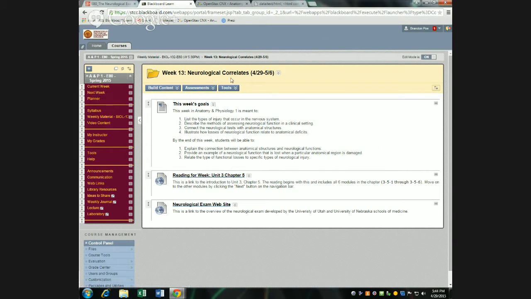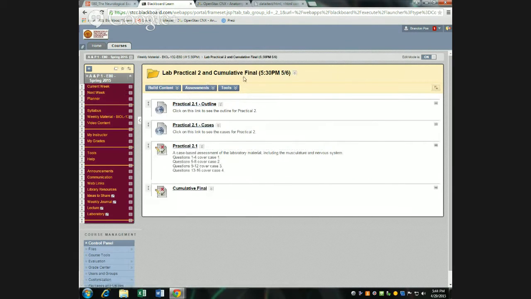So the current week folder is this stuff here, which doesn't have any assignments in it. There's no new assignments this week. Next week's folder points to the lab practical and cumulative final folder. These 2 assignments are due. They actually have as their due date 5:30 next Wednesday. But really everything has to be completed by then. Anything on that list that you haven't completed yet has to be done by 5:30 next Wednesday.